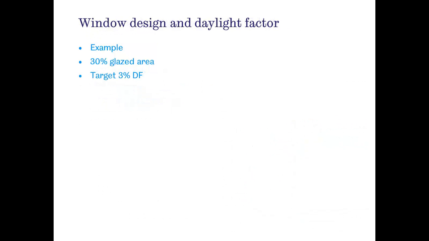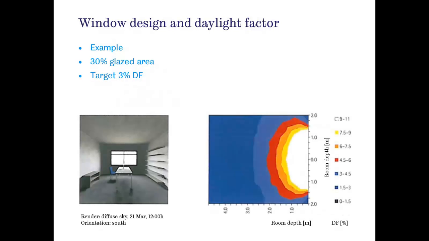Okay, now let's look at a few other examples. So we're going to look at a few typical rooms. So here we're looking at a 30% glazed area, and we're looking for a target daylight factor of 3%. And those are the simulations of that room. So if we look at the room depth, there's our rendering of that window, which is 30% glazed. So the ratio of window to wall is 30%. Target daylight factor of 3%.